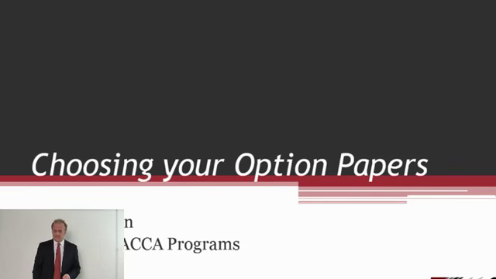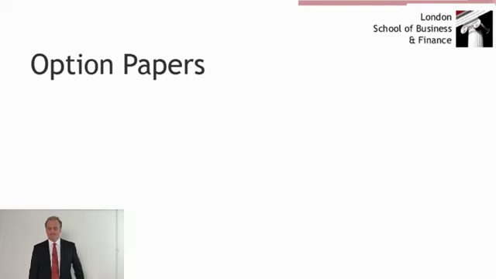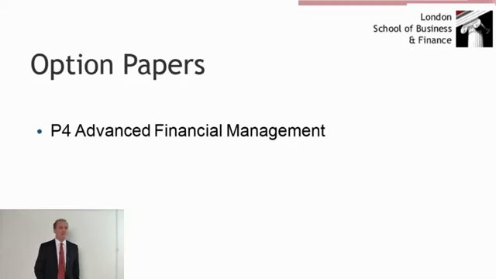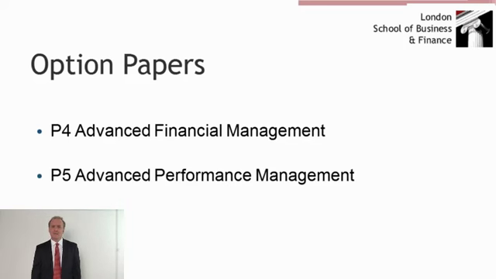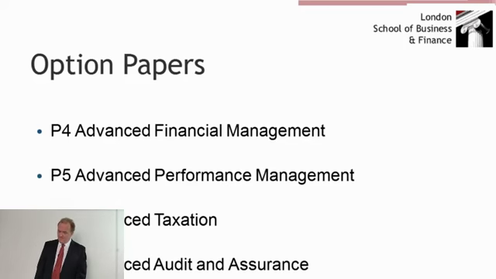So let's get going then and take a look at choosing your option papers. Okay, now if we go with the easy bit first of all, there are of course 4 option papers available with ACCA, P4, 5, 6 and 7.